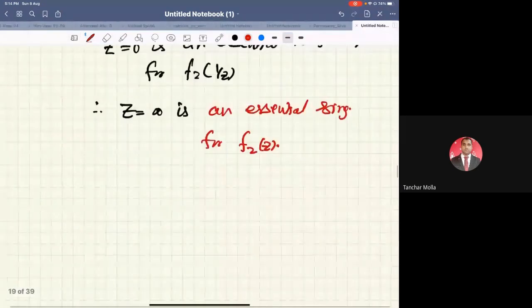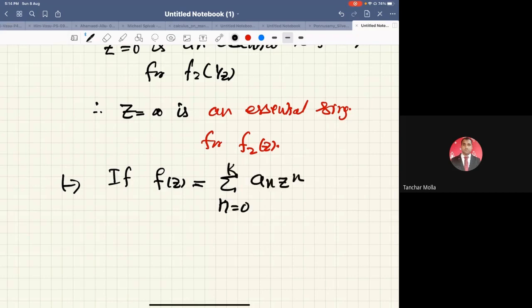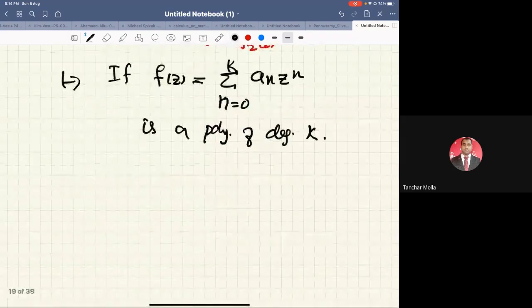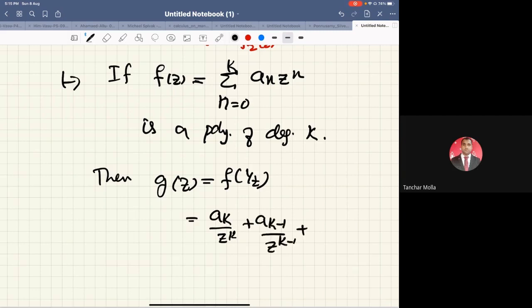Okay, so let us take a polynomial. If f of z equals summation n equals 0 to k of a n z to the power of n, okay, this is a polynomial of degree k. Okay, now define g of z as nothing but f of 1 by z. So this can be written as ak by z to the power of k plus ak minus 1 by z to the power of k minus 1 and so on, plus a1 by z plus some constant a0.